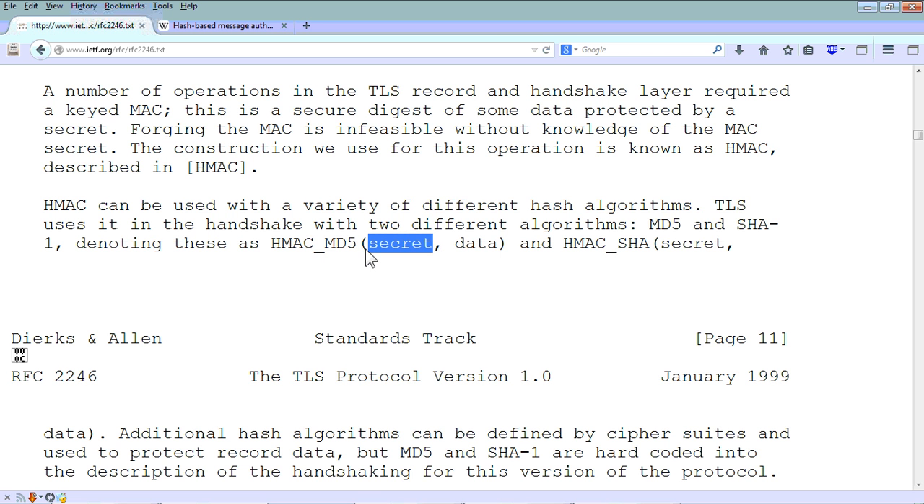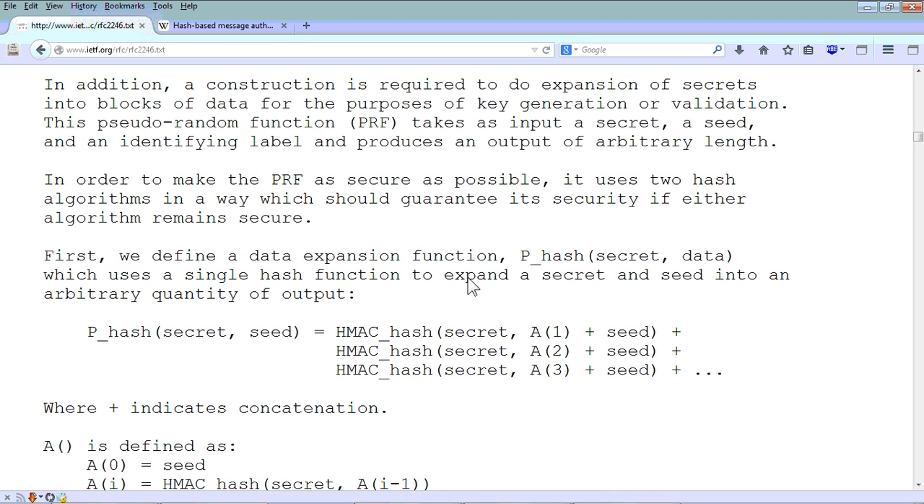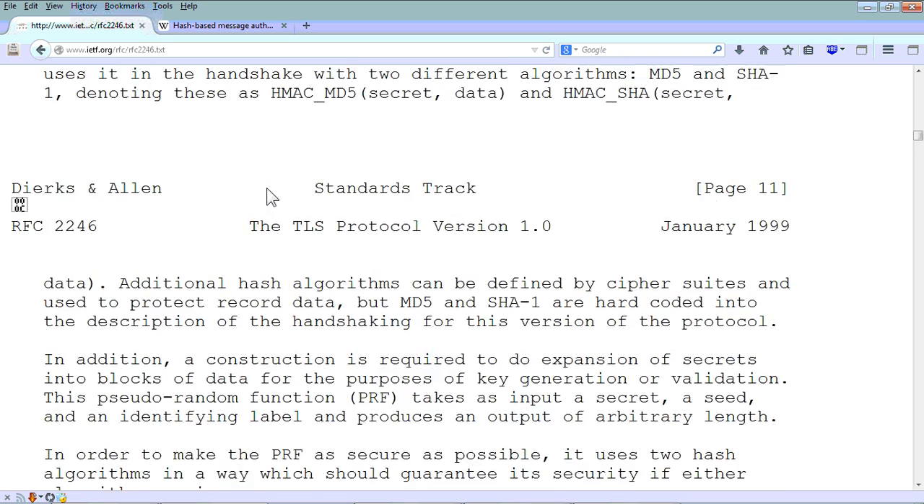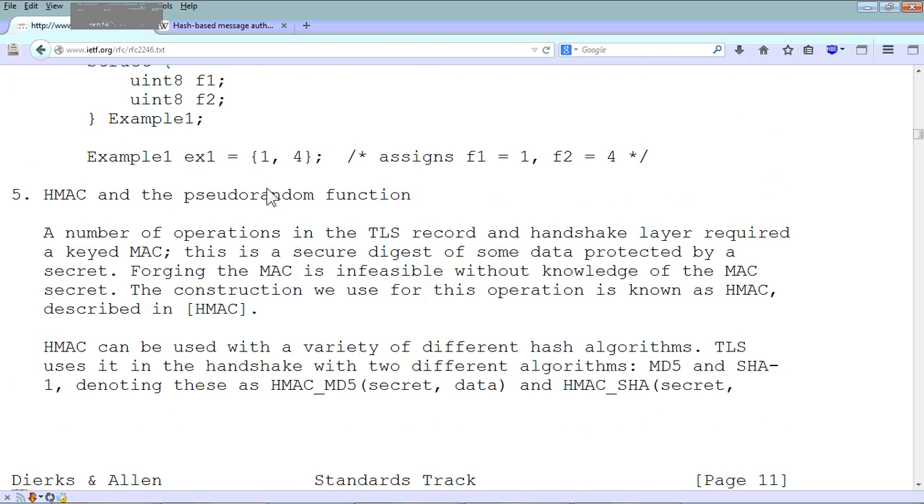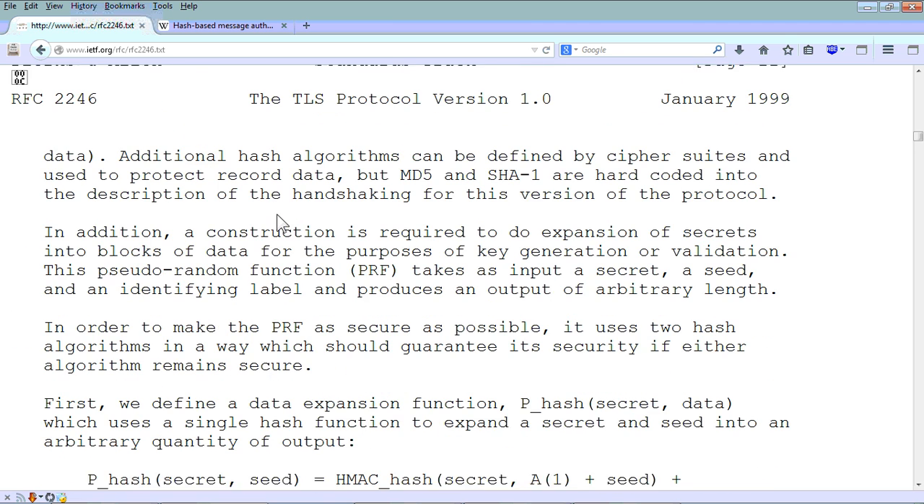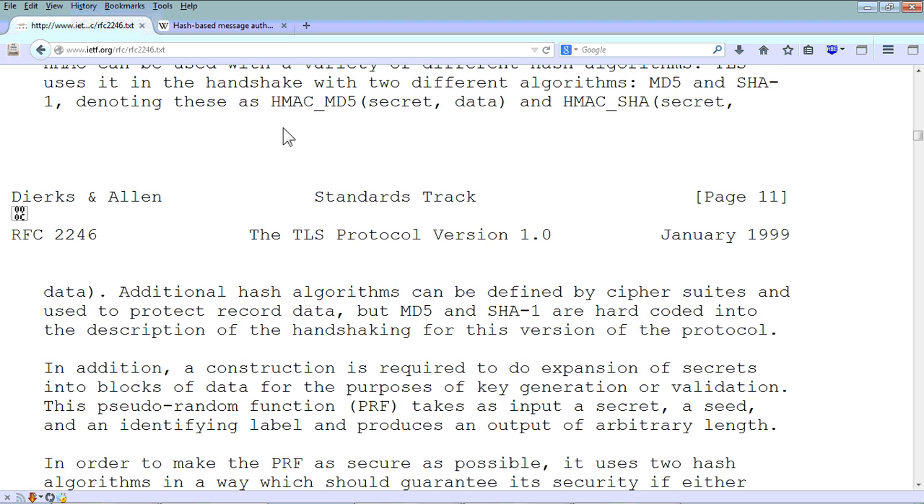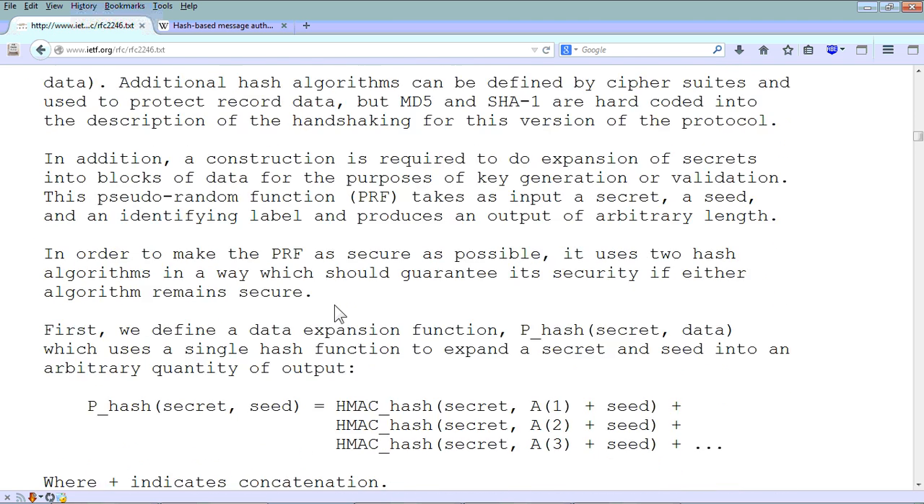Here they don't say key but rather secret, but it's the same idea. So we've got those two hashing algorithms. Okay, so slight pause there, apologies. Yeah, so what the pseudorandom function in TLS does is it uses HMAC in order to create a stream of random or pseudorandom bytes. And as I was just saying, two different old hashing algorithms, MD5 and SHA-1, are used.